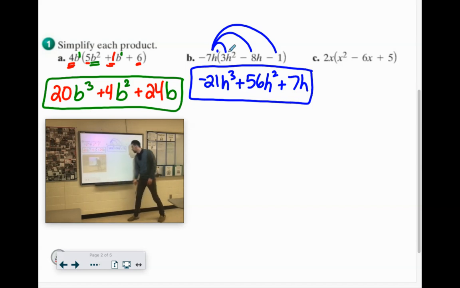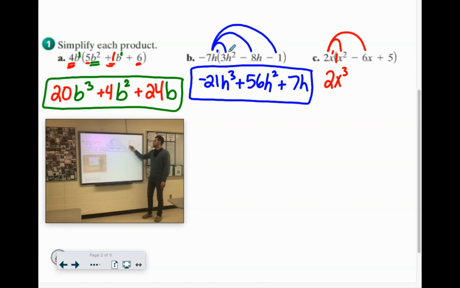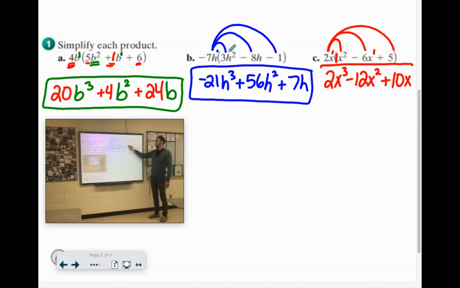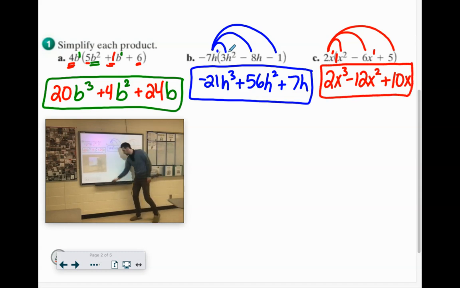Okay, let's do one more. 2x times x squared. Now remember there's a 1 in front. So 2 times 1 is 2. x, which is x to the first, times x to the second would be x to the third. 2 times negative 6 is negative 12. x times x would be x to the second, or x squared. 2x times 5, 2 times 5 is 10. And we just have x to the first power. Great. Cool.